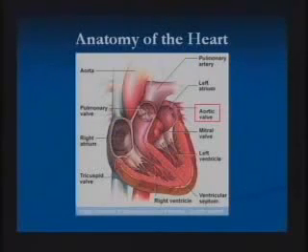But the heart is made up of four chambers. There are upper chambers called atria, and there are lower chambers called ventricles. And there are valves between those chambers that just act as doorways to regulate blood flow through them.